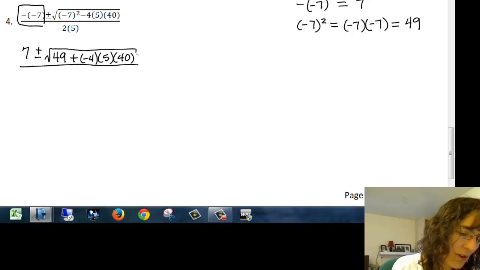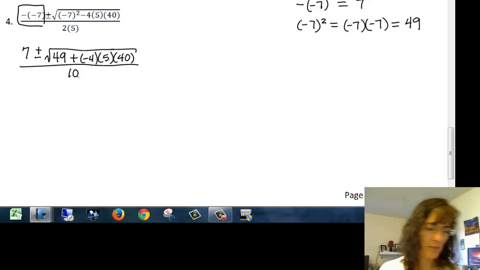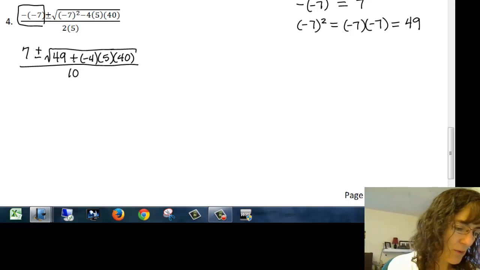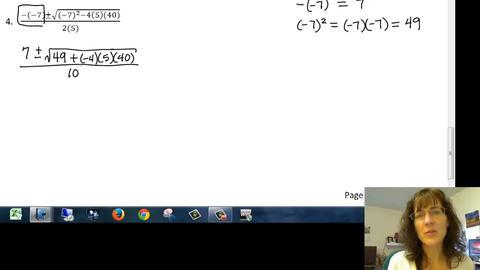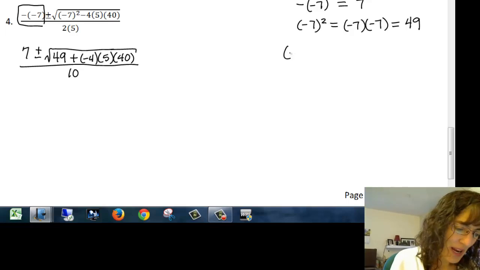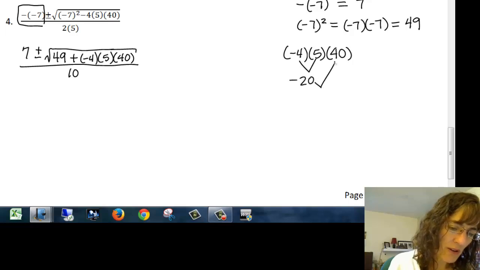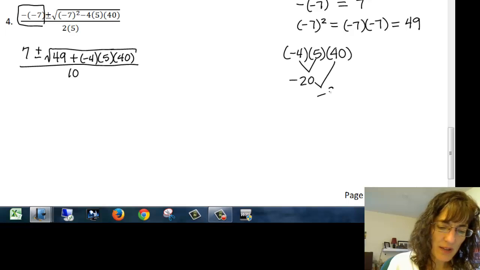All over, remember I can work the denominator, 2 times 5 or a 10. And now I'm still working inside, underneath the radical, in the radicand, and I have 49 plus, and I have to handle those multiplies next. So I have negative 4 times 5 times 40, and when I multiply those I get negative 20 here times 40. That's going to give me negative 800.